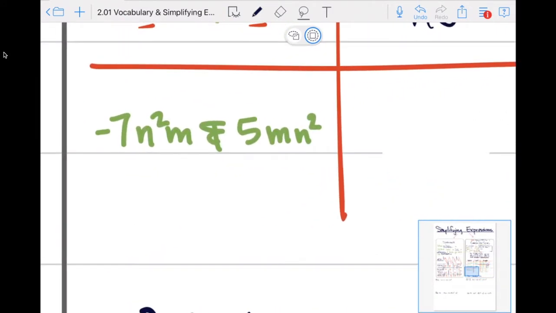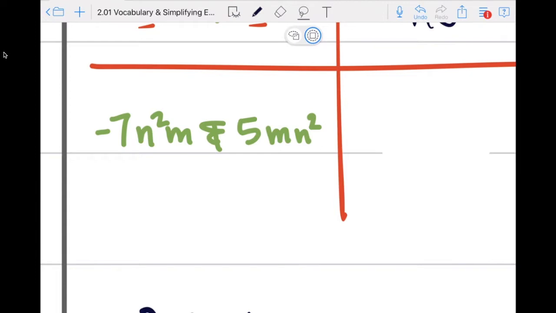Okay, let's look at this last one. So we've got a negative 7n squared m and a 5mn squared. So they look a little weird. They don't automatically look like like terms, but the order of the variables doesn't matter.